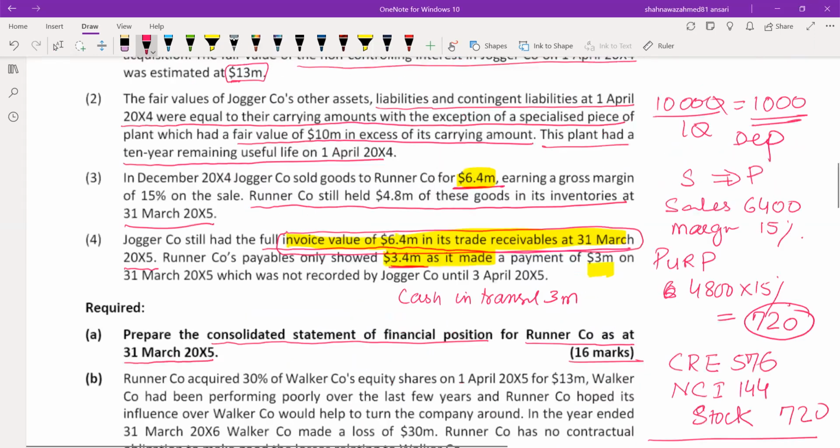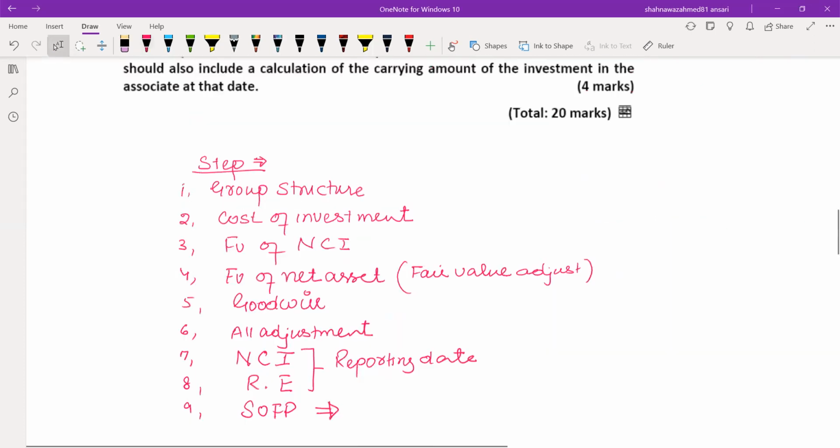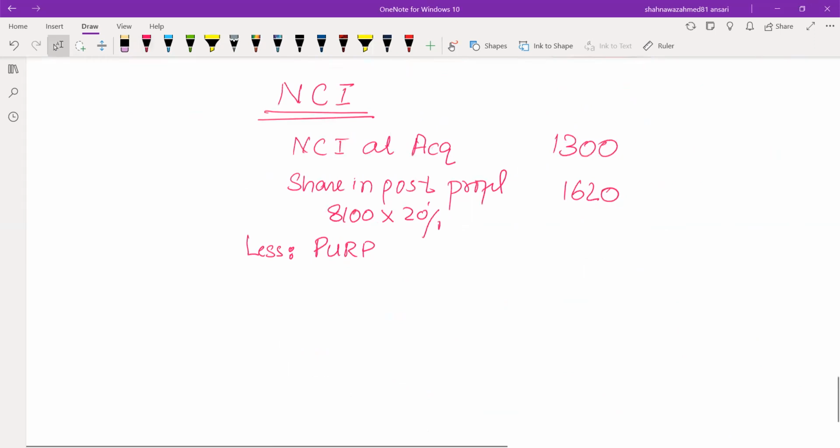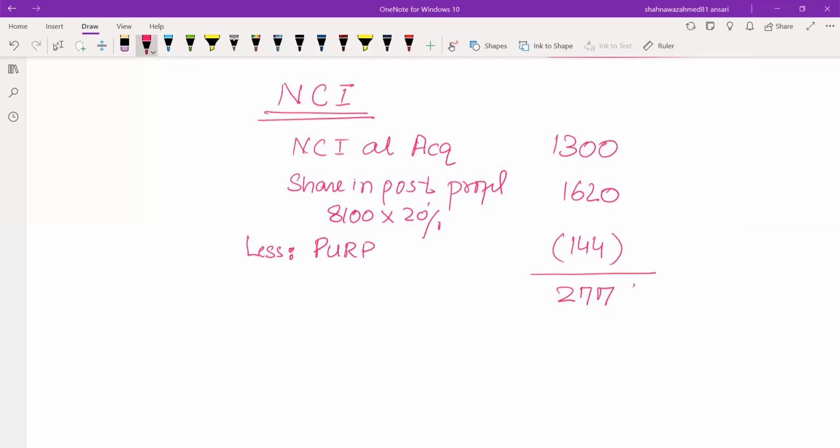See, where is PURP? It's NCI debit by 144. So what is the value? 1,300 plus 1,620 minus 144. It's 2,776. This is NCI. It's 13,000. So let me calculate it again. 13,000 plus 1,620 minus 144. So it's 14,476 to be shown in balance sheet.